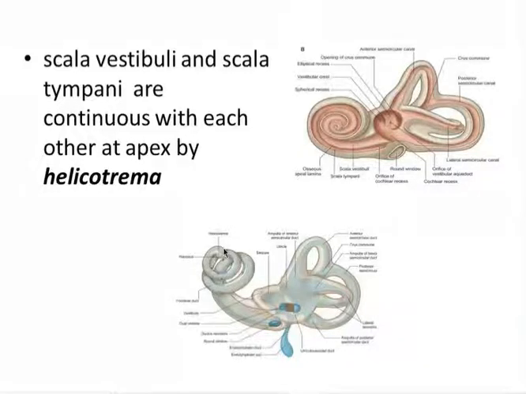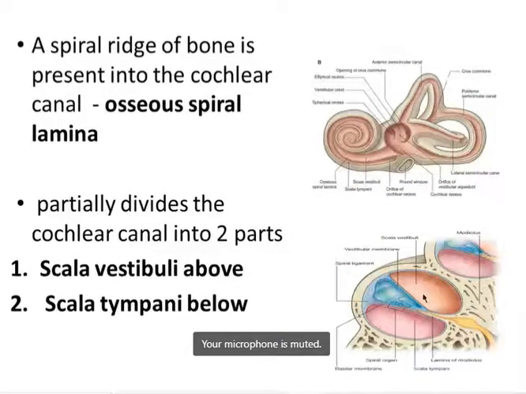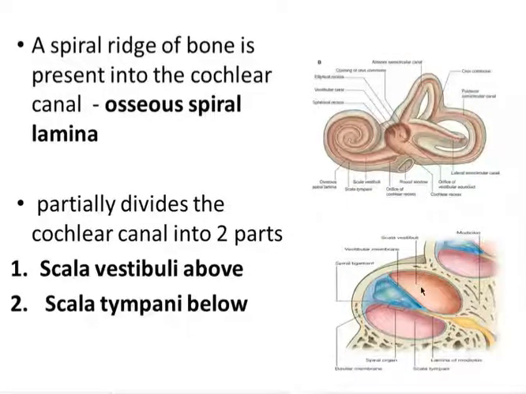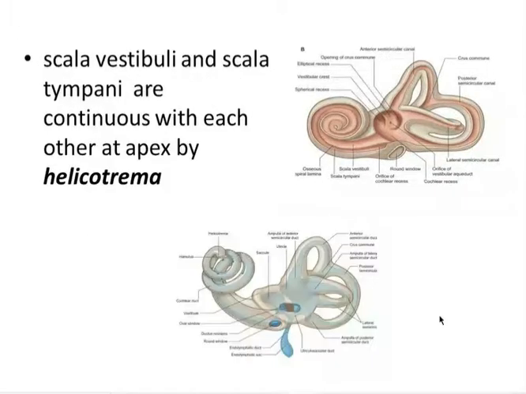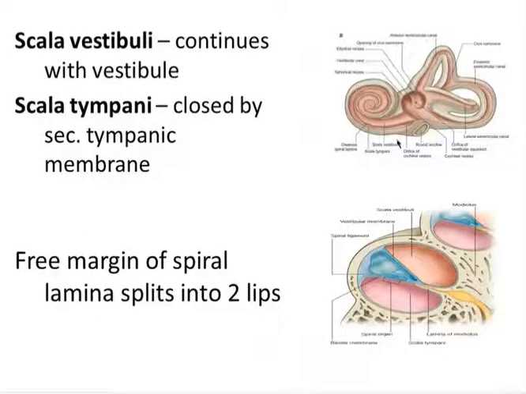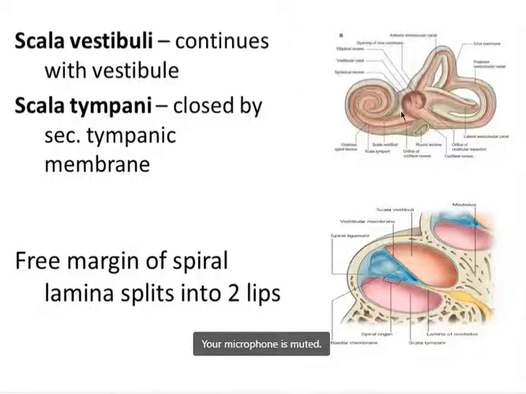Okay, so this is the cochlea. Inside there is the cochlear canal. If you see the enlarged view, it's the scala vestibuli here, scala tympani here, osseous spiral lamina here. Now the scala vestibuli becomes continuous with the vestibule. So this is the vestibule here, whereas the scala tympani is closed by the membrane that is known as the secondary tympanic membrane.